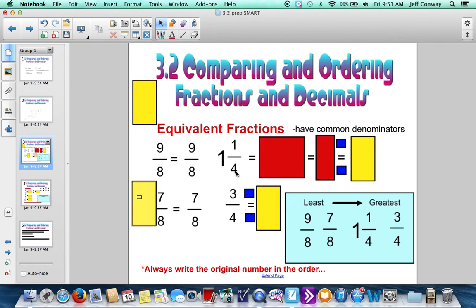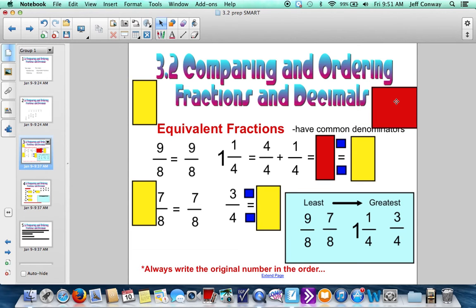Now, 1 1/4, we're going to have to change. We're going to have to make sure that the fraction is now cut into 8 pieces. But first things first, we are going to change this into 2 separate pieces. So we make the whole into 4/4, which equals 1. And we're going to be adding the 1/4 that we've already got. When we add them together, we get 5/4. So 1 1/4 is the same as 5/4.